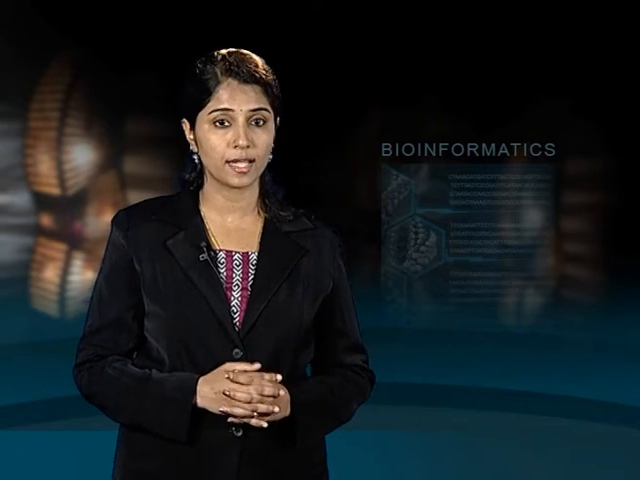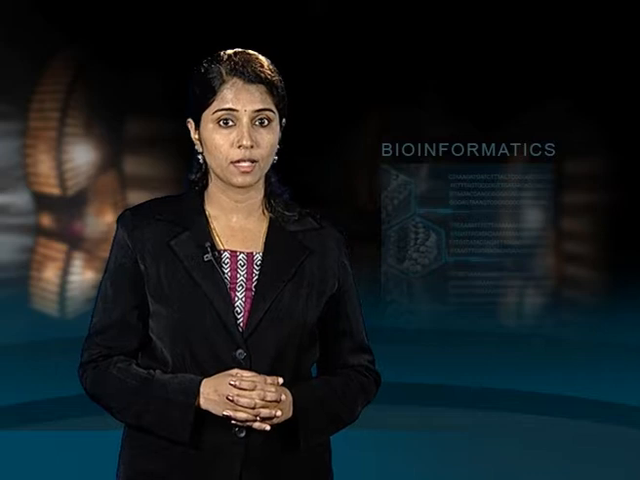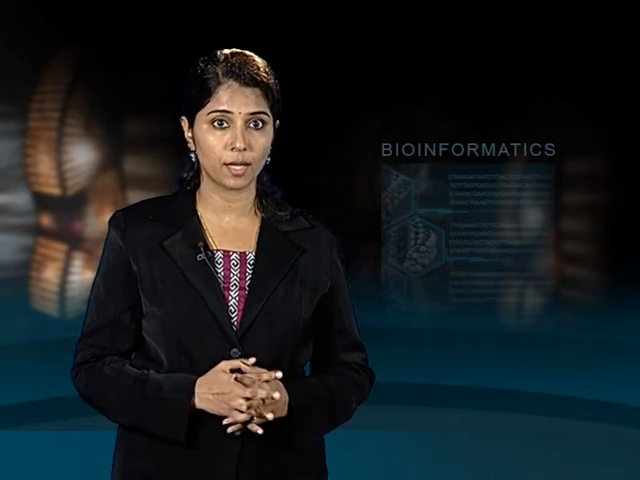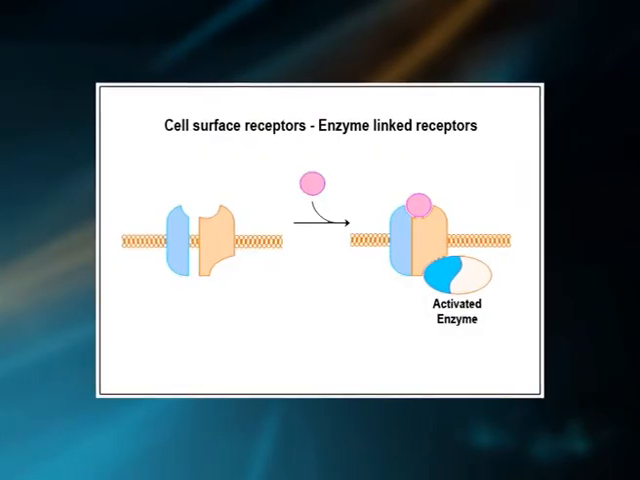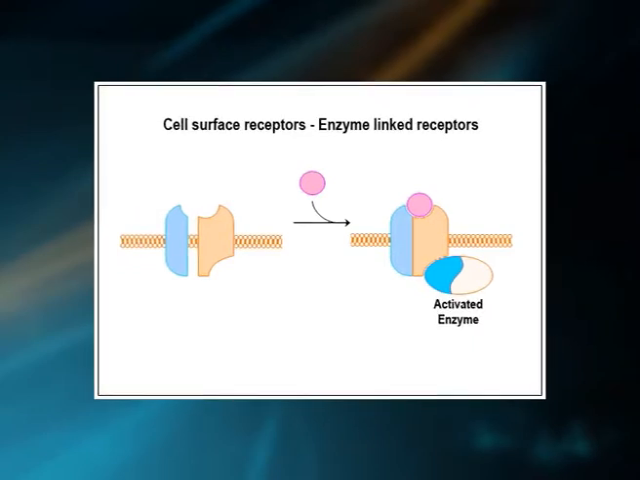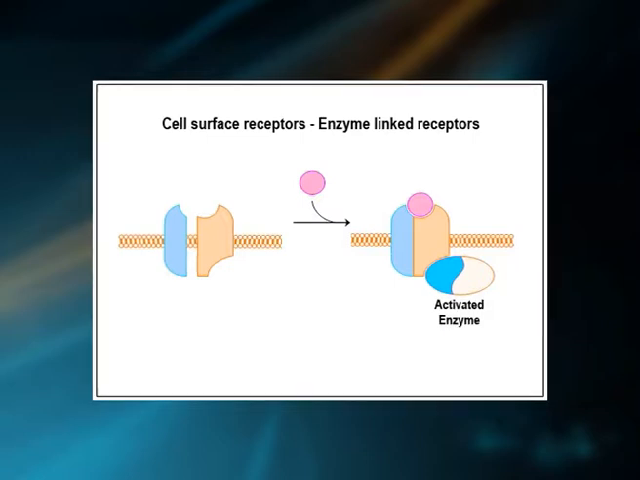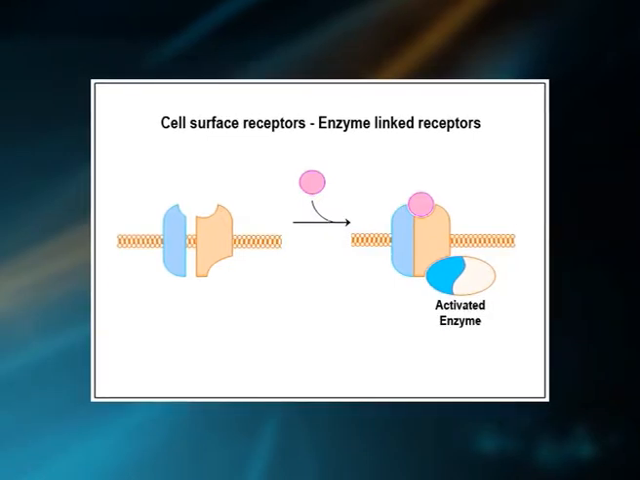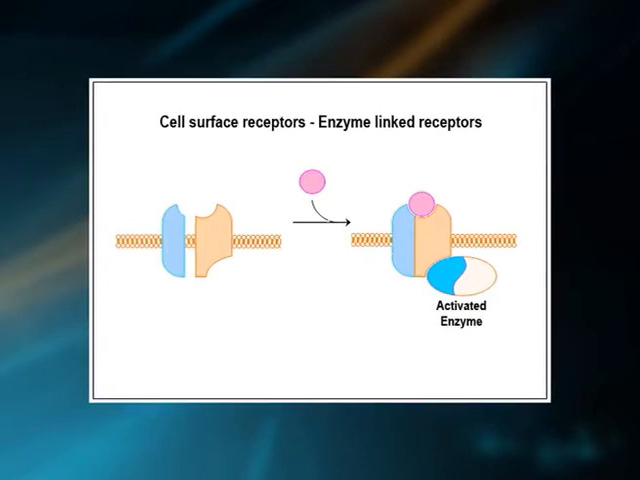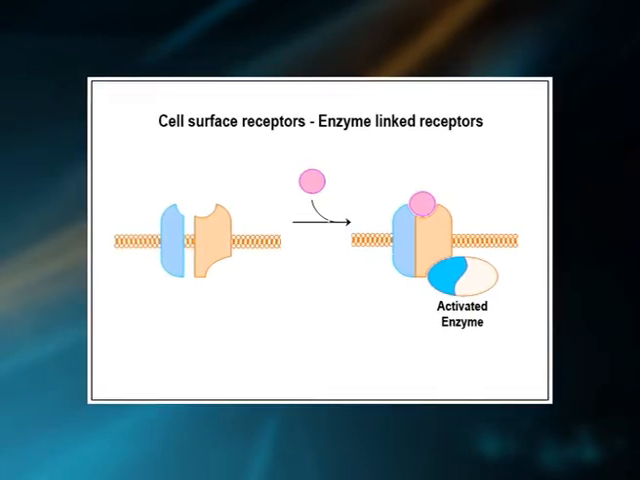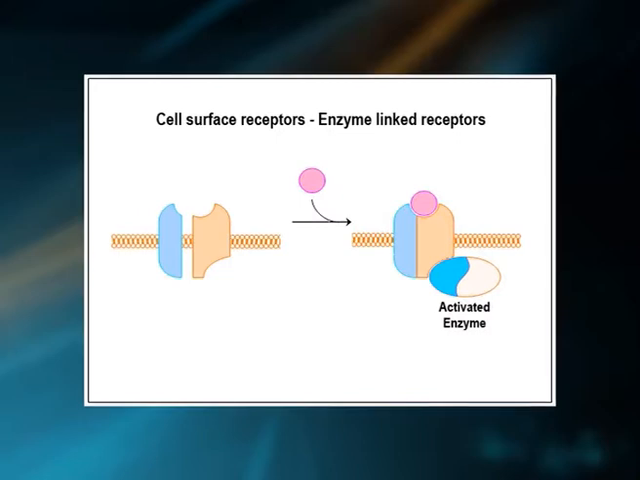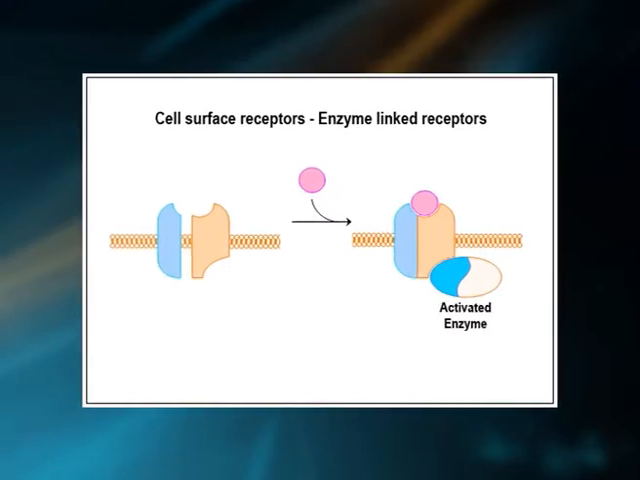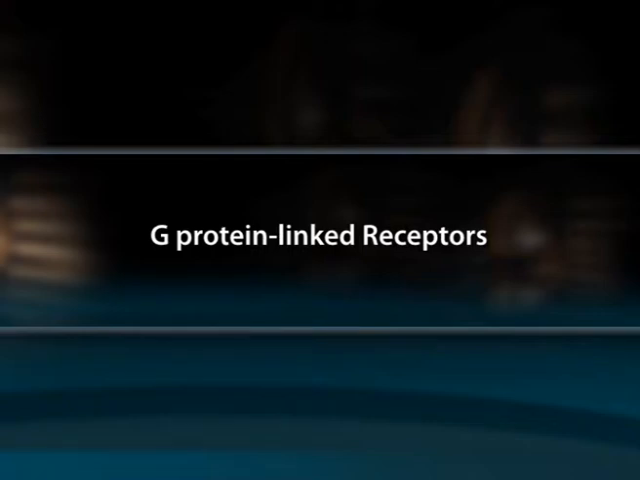Enzyme receptors. Many cell surface receptors either act as enzymes or are directly linked to enzymes. When a signal molecule binds to the receptor, it activates the enzyme. In almost all cases, these enzymes are protein kinases, enzymes that add phosphate groups to proteins. Enzyme receptors have a common structure, that is, they possess a single transmembrane protein. The portion that binds the signal molecule lies outside the cell, and the portion that carries out the enzyme activity is exposed to the cytoplasm.